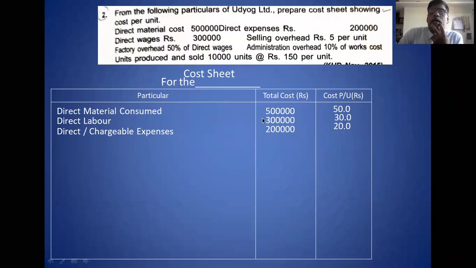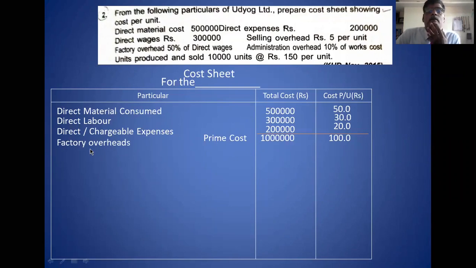Okay, the aggregate of these three is called prime cost. This is prime cost. Total is, I think, 10 lakh. Cost per unit is 100. 100 is the per unit prime cost. 10 lakh is the total.